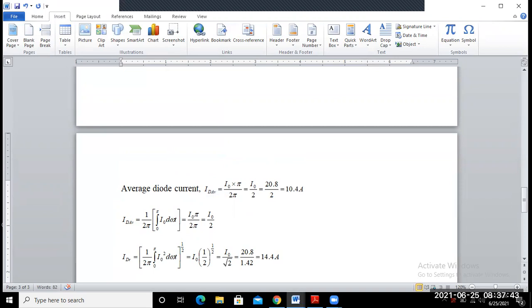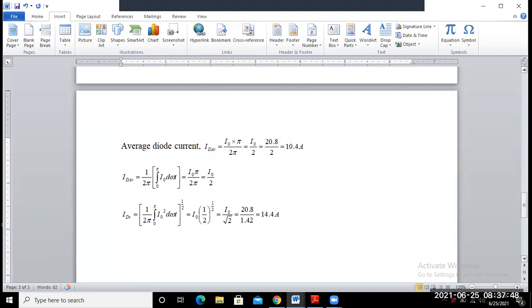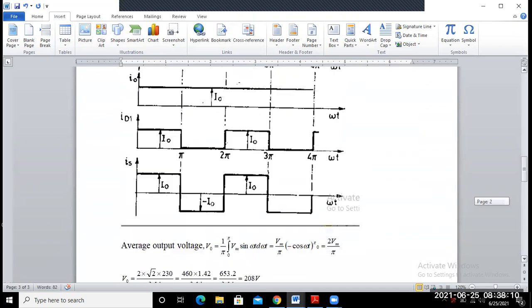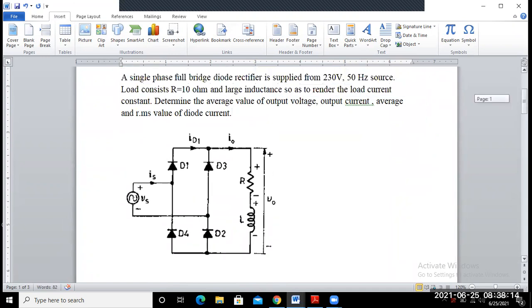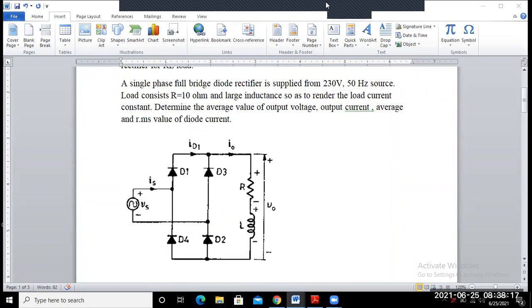So in this way we can find the average output voltage, output current, and RMS value of the diode current and average value of the diode. So we will try to simulate this circuit in MATLAB in the next class. So we just stop here, and in the next class we will discuss the simulation of this.